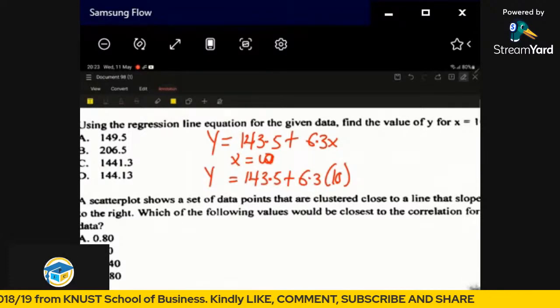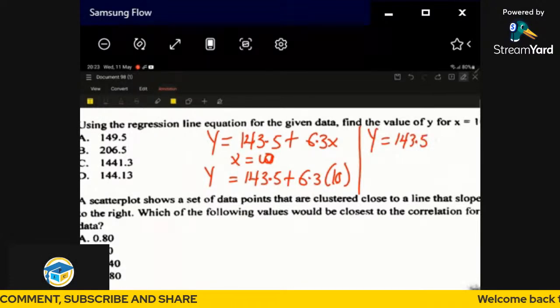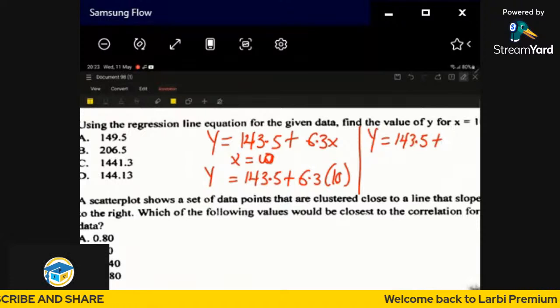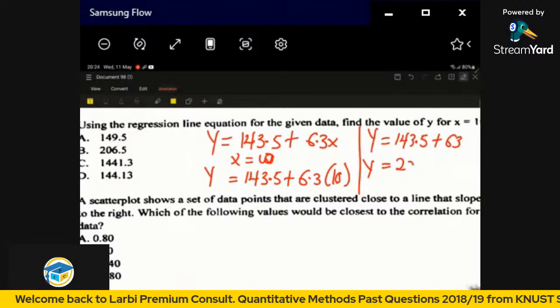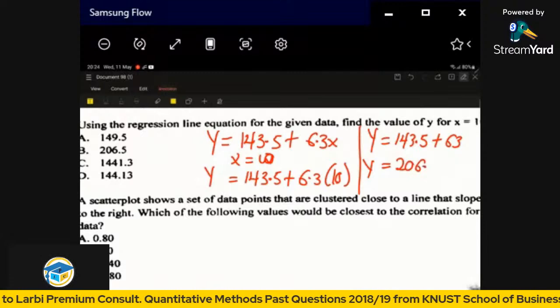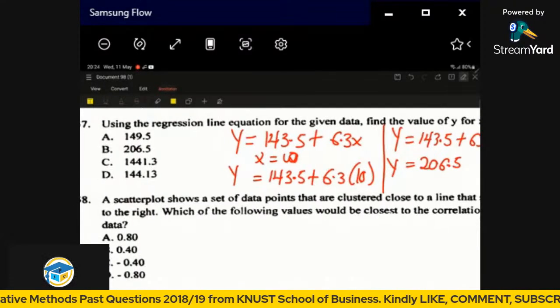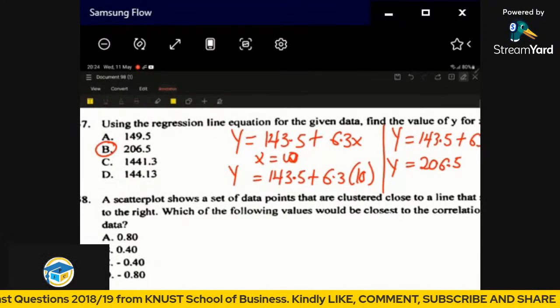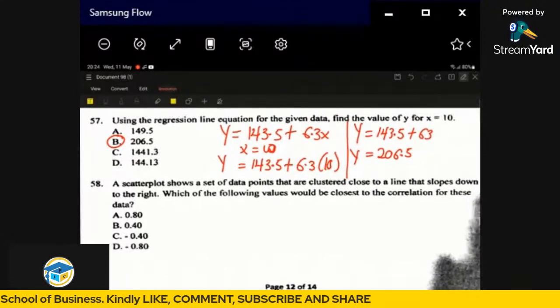So y would then be equal to 143.5, and remember, 6.3 multiplying 10 should fetch you 63. Is that okay? So therefore, y should be equal to, with the calculator, you should be able to get something around 206.5. And that should fetch you option B. So that's all for question 57 using the calculator approach.